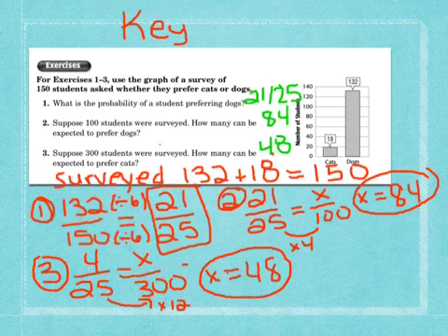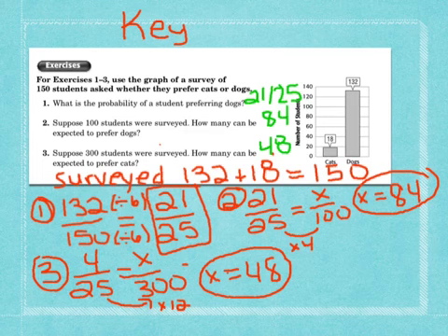Okay, so here's the key to the U-Try. The probability of students preferring dogs is 21 out of 25. If 100 students were surveyed, 84 would be expected to prefer dogs. If 300 were surveyed, 48 would be expected to prefer cats. I've gone ahead and written out the work down below, so if you need to see what the steps were, you can see that below.